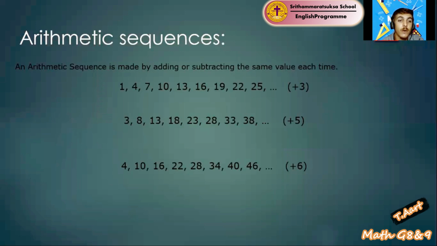Arithmetic sequences, for example, are made up by adding or subtracting the same value each time. So in the first example, we add 3 each time to get the next number. Second one, we add 5 each time. Third one, we add 6 each time.